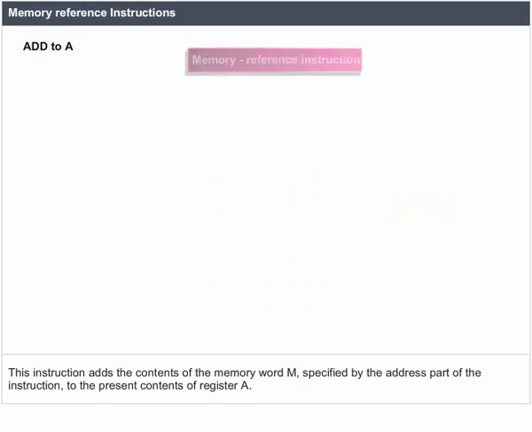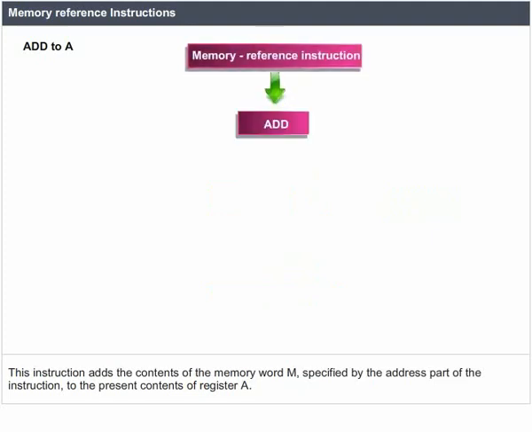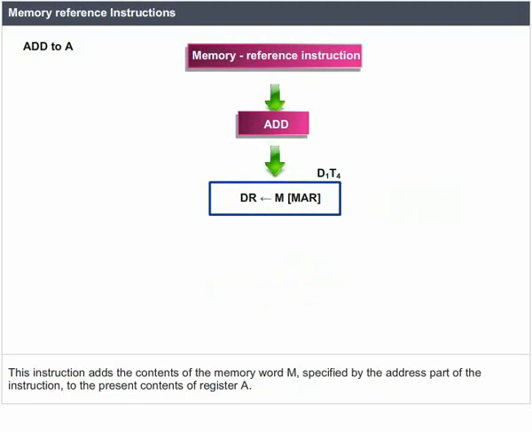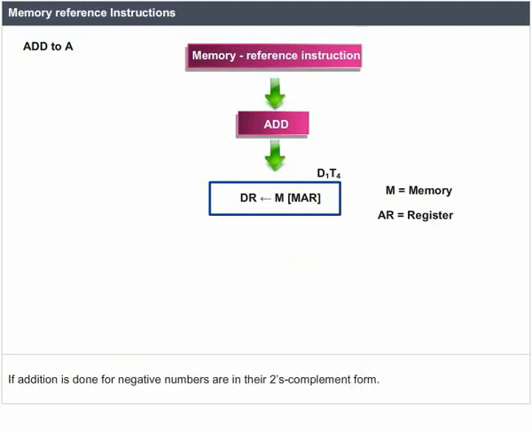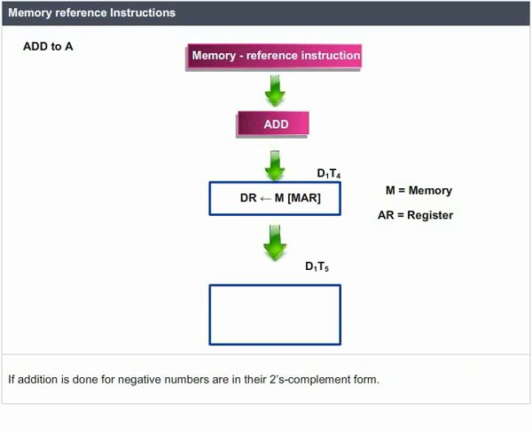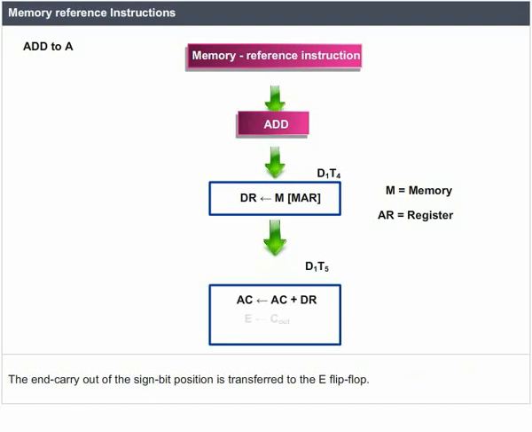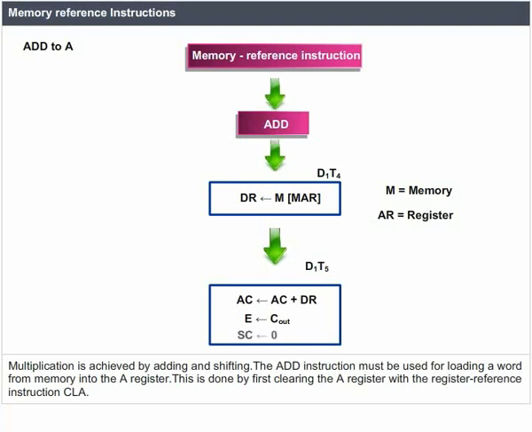Add to A. This instruction adds the contents of the memory word M specified by the address part of the instruction to the present contents of register A. If addition is done for negative numbers in their 2's complement form, the end carry-out of the sign bit position is transferred to the E flip-flop. Multiplication is achieved by adding and shifting. The add instruction must be used for loading a word from memory into the A register. This is done by first clearing the A register with the register reference instruction CLA.